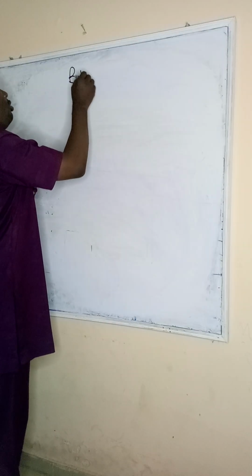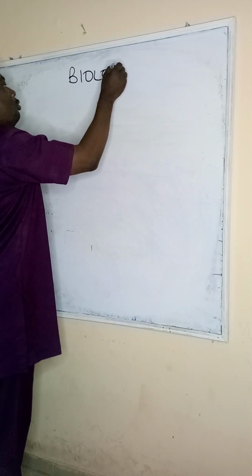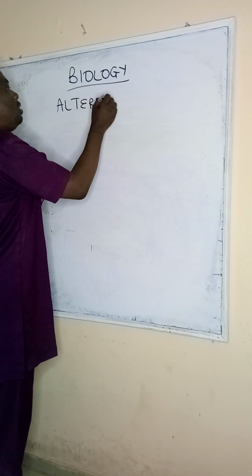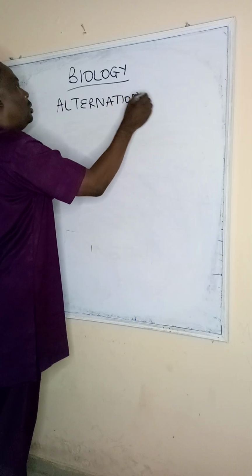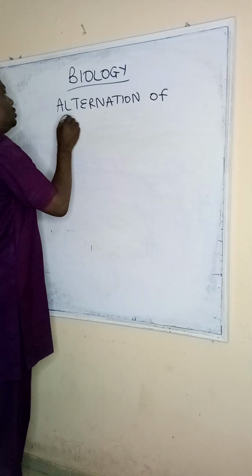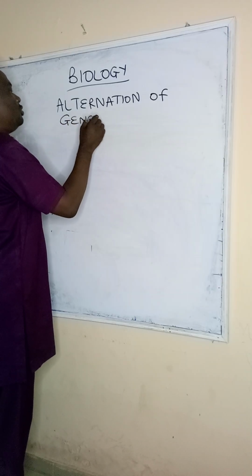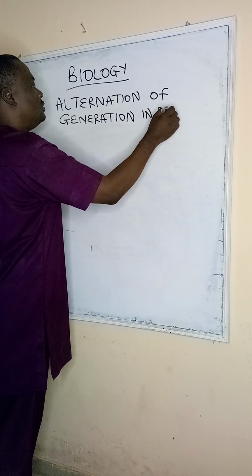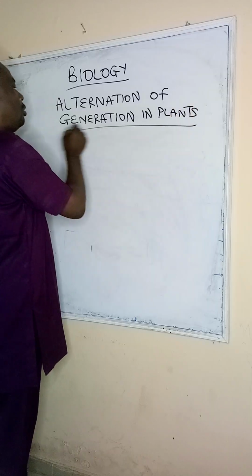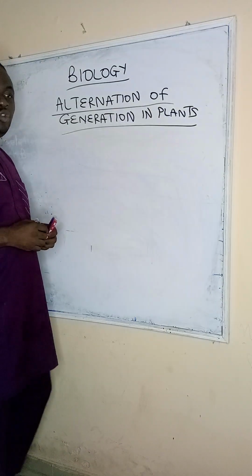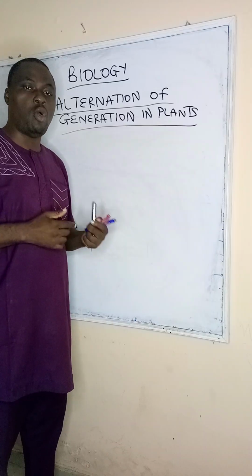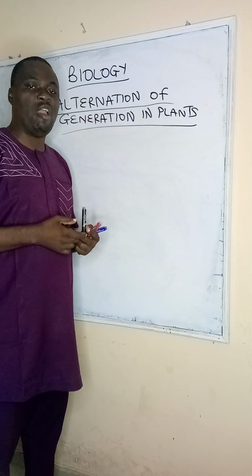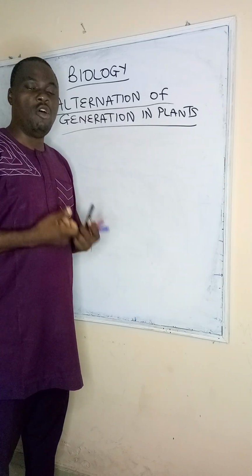Today, we'll be looking at the topic titled Alternation of Generation in plants. When you say alternation, when one generation alternates with another generation, they exchange each other. Yes, they exchange themselves. And it's common in the life cycle of plants.